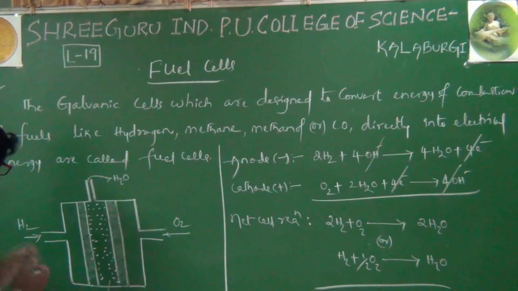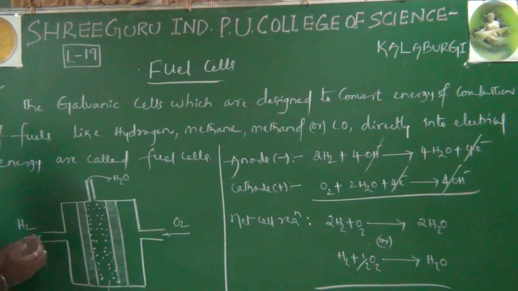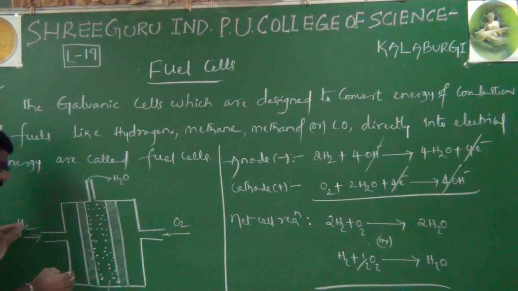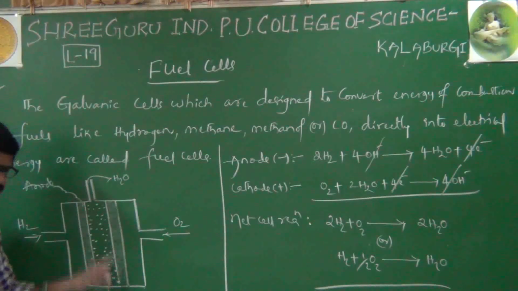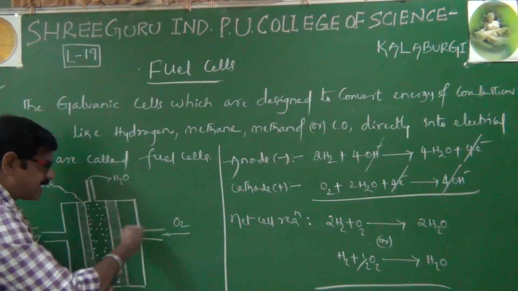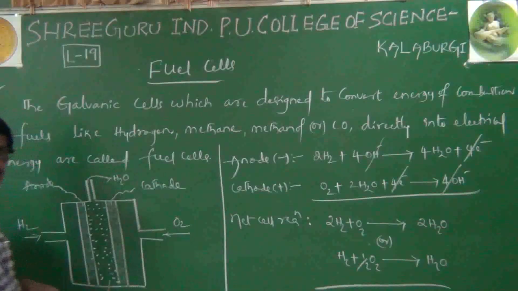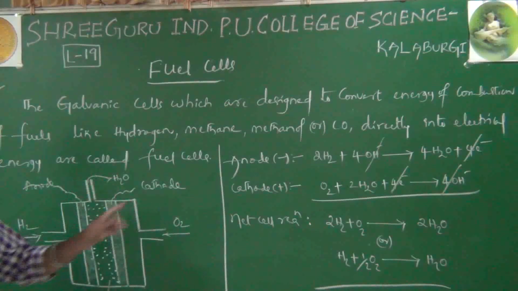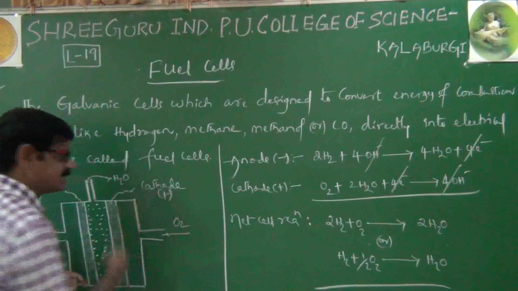Now on one side we are sending hydrogen gas and on the other side we are sending oxygen gas. Then the graphite plate which is in contact with hydrogen gas is acting as anode. Next, the graphite plate which is in contact with oxygen gas is acting as cathode. Here also electricity is produced. That's why anode will be designated with a minus sign and cathode with a plus sign.